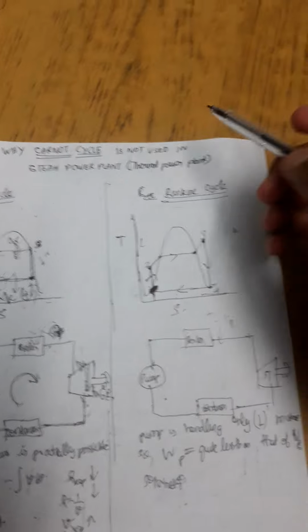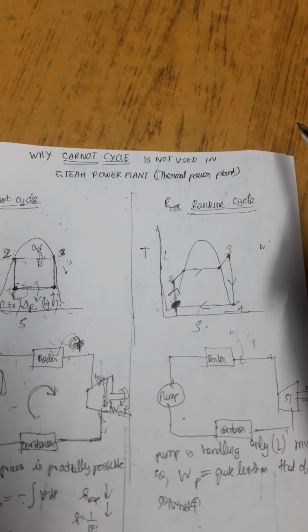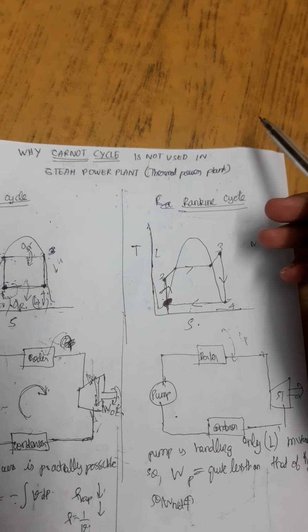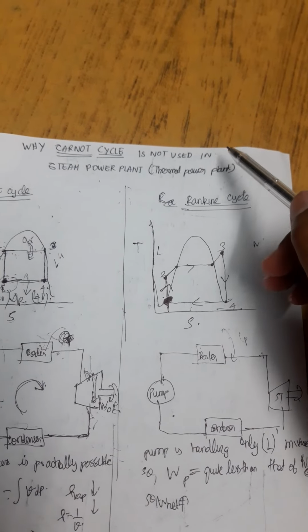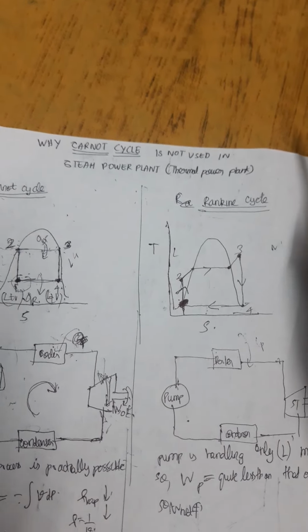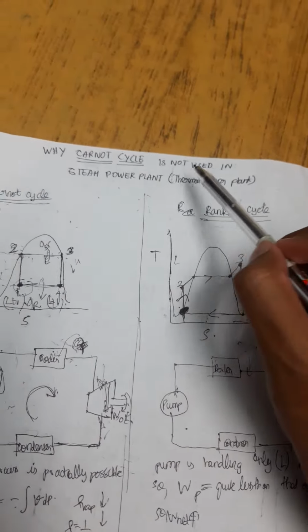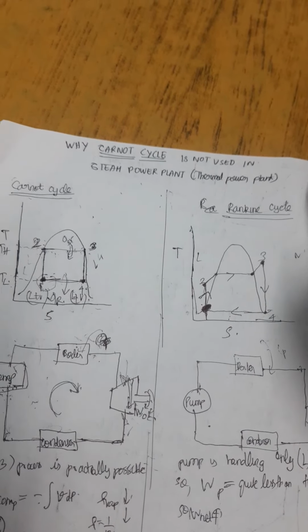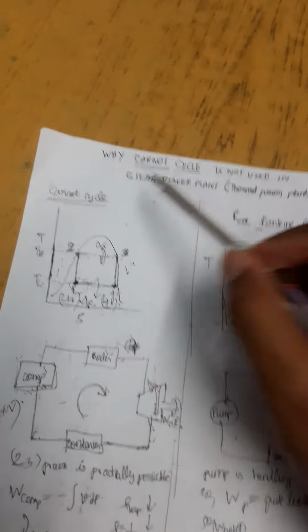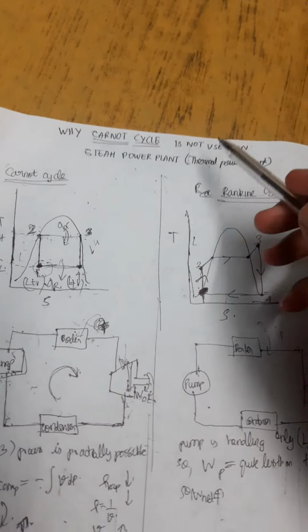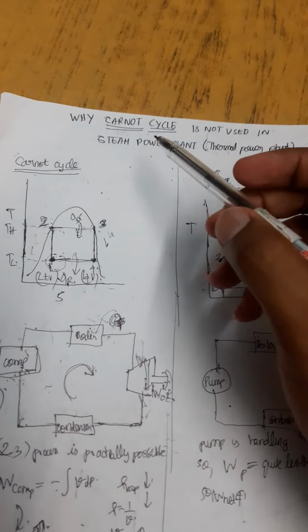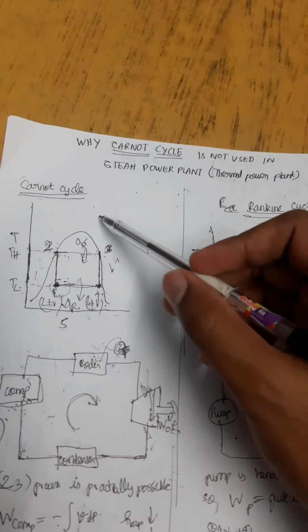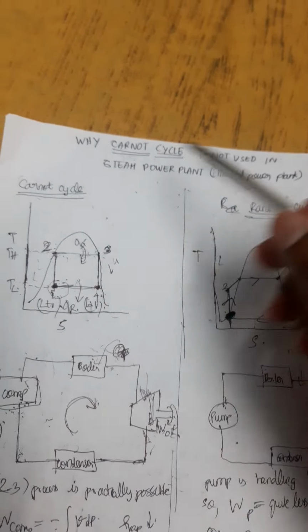In this video, I will be explaining an important or most frequently asked interview question for mechanical engineering students, which is why Carnot cycle is not used in steam power plants or thermal power plants. Okay, why do we use Rankine cycle instead of Carnot cycle? Or in other words, what are the disadvantages of Carnot cycle in a steam power plant?